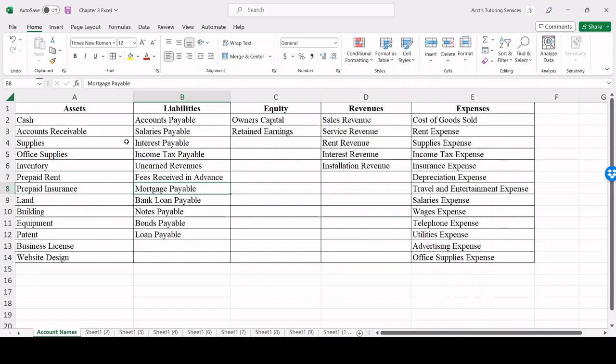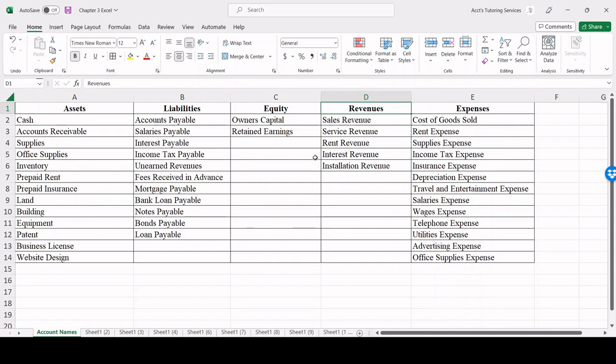Mortgage payable, you owe the bank money for your house. Bank loan payable, you took out a bank loan, you owe the bank money. Notes, bonds, loan payable, they all fall under the same category. It's a liability. So once again, we'll talk about these in more detail as we go throughout this chapter and the future chapters. Under equity, we have owner's capital, which is owner investments. Then we have retained earnings. Remember, retained earnings is a product of the beginning retained earnings balance plus profits minus dividends.